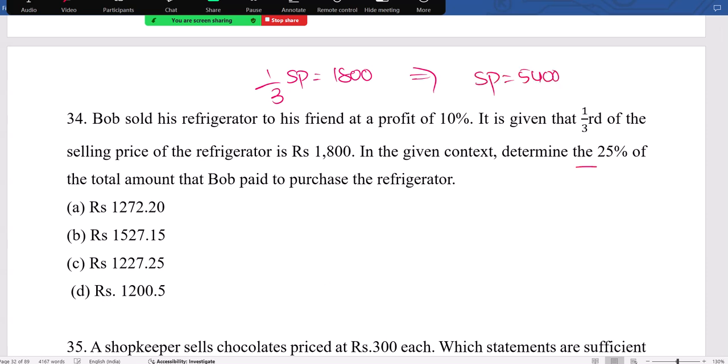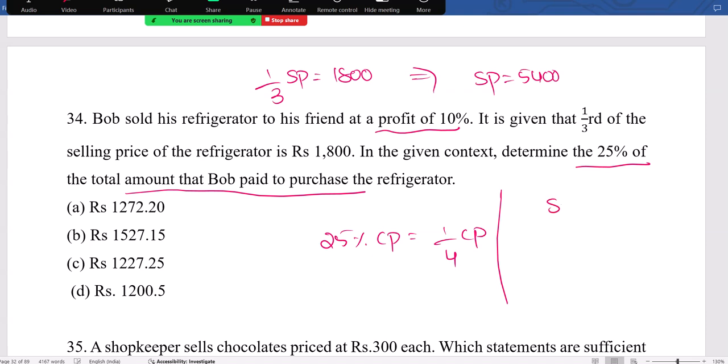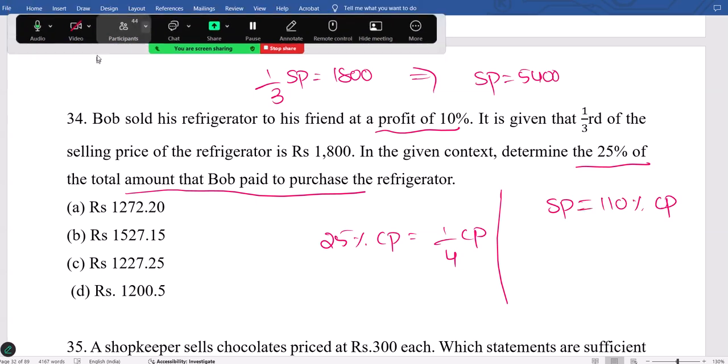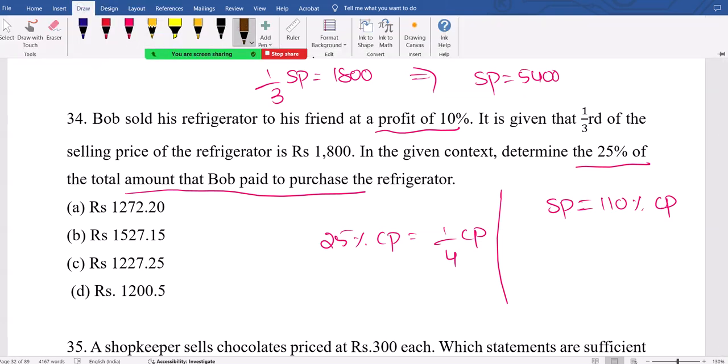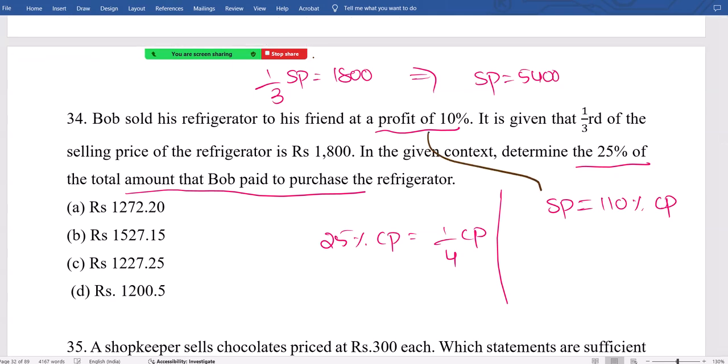Now the question is 25% of purchase. You have to calculate 25% of cost price, which means 1 by 4 CP. The given profit is 10%. We know selling price is 110% of cost price because of the 10% profit. Guys, avoiding formulas, this is how you can connect selling price and cost price. When there is a profit of 10%, selling price is 110% of cost price. 10% loss means selling price is 90% of cost price, like that.